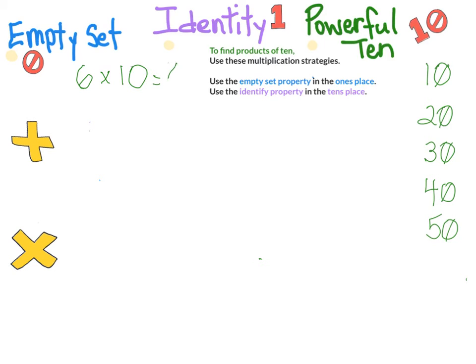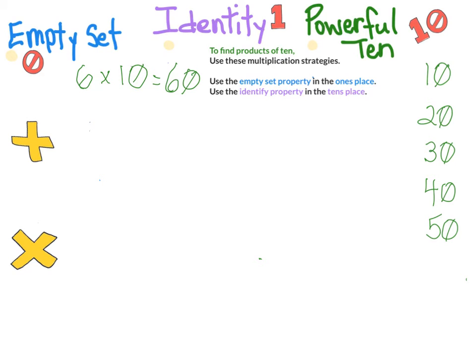Let's look at the powerful 10. You already know that all you have to do to find multiples of 10 is skip count. 10, 20, 30, 40, 50. And you probably have heard that to find a product of 10, all you have to do is add a 0 to the right of the number. How does that work, though?